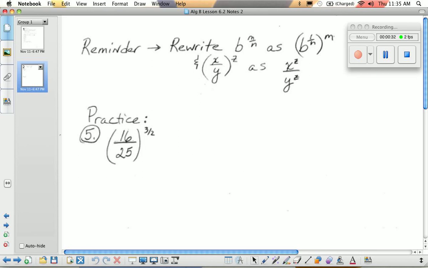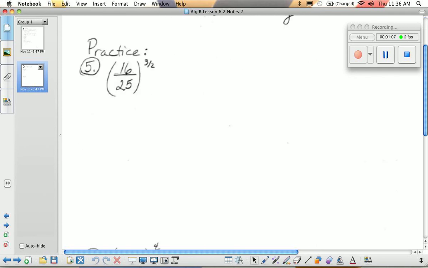Our first thing in lesson 6.2 is you can take that b to the m over n power and break it up into the nth root of b, so that's b to the 1 over n power, and then that is taken to the numerator, which is the m power. Well, we got to use that little property along with the one we did yesterday when we had a fraction to a power, where we give the numerator and the denominator each its own power. So here we are with 16 over 25 being taken to the 3/2 power.